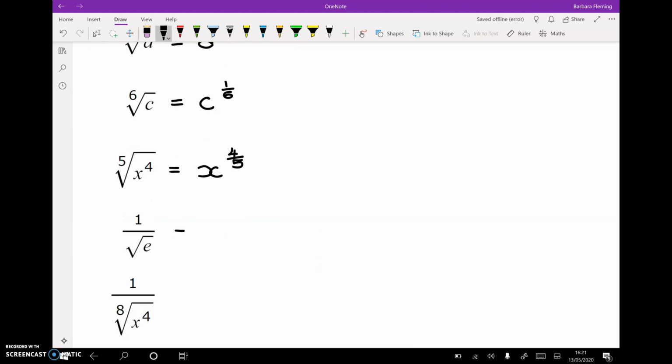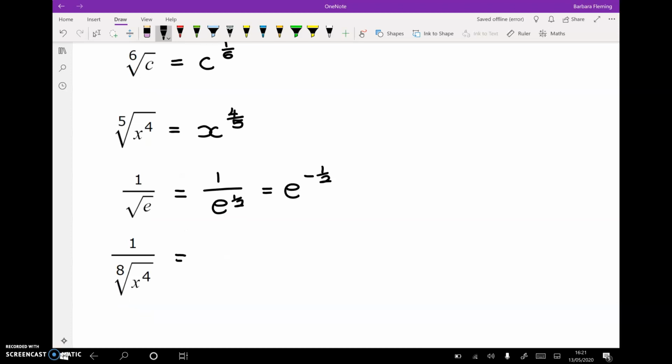Next one, we'll deal with this in 2 stages. So we'll deal with the root first off, just like we've been doing. So we still have 1 over, then the square root of e, that's just e to the power of 1/2, because it's the square root. Now we need to write this as e to the power of something. So you need to think about your negative indices. And instead of being 1/e to the power of 1/2, it's going to be e to the power of -1/2. And you can write that in your MyMaths as just -1/2.